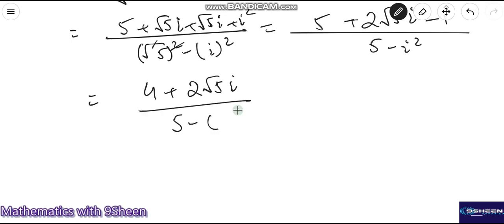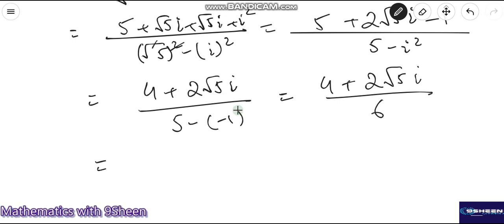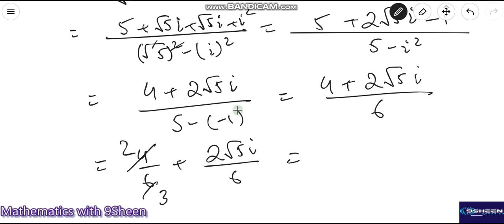5 minus iota square, minus 1. It is 4 plus 2 root 5 iota divided by minus minus positive 1, 5 plus 1, 6. It means 4 by 6 plus 2 root 5 iota by 6. Cancel out: 2 to the 4, 2 3 the 6. It is 2 by 3 plus root 5 by 3.